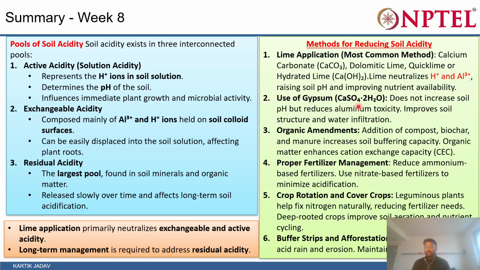Then organic amendments. As we know, organic amendments like compost, biochar, and manure increase the soil buffering capacity. Buffering capacity means resistance to change in soil pH, and organic matter enhances the cation exchange capacity. So it does not easily allow hydrogen and aluminum ions to attach, and it makes certain balances. These first three are basically about adding something: amendments, or applying certain chemicals.